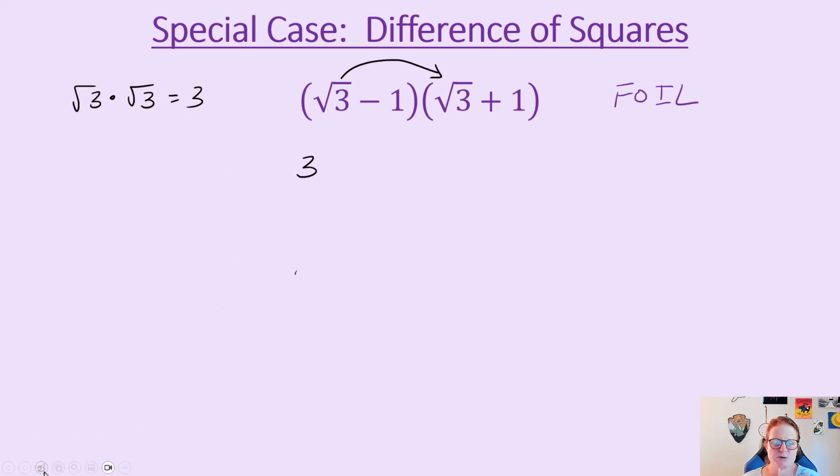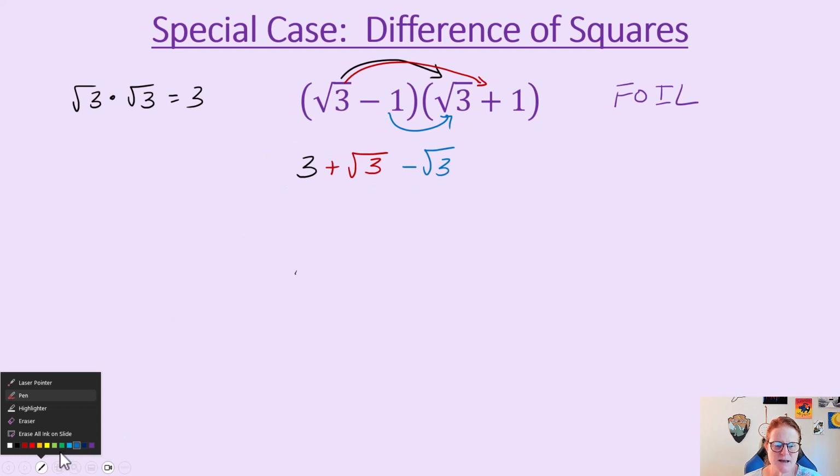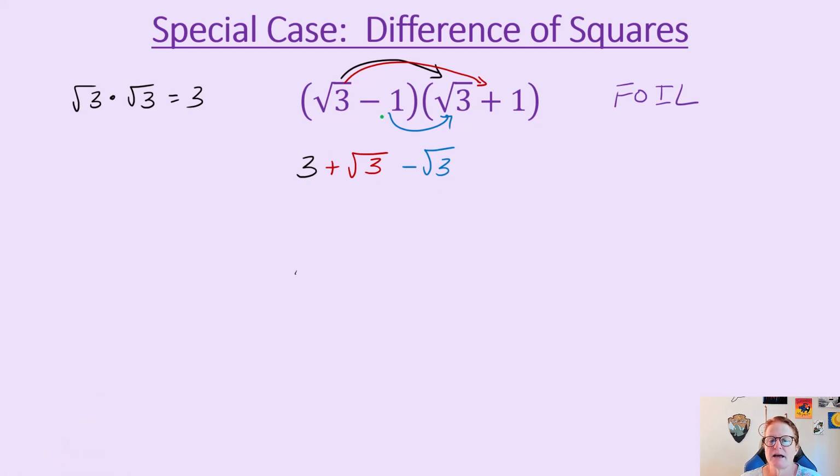Then I'm going to do the square root of 3 times 1. Well, that's pretty easy, right? Square root of 3 times the positive 1 is positive square root of 3. Do the next one. Negative 1 times the square root of 3 gives me negative square root of 3. And this is where the difference of squares part is going to come in. Then I do the last one. Negative 1 times a positive 1 gives me a negative 1.